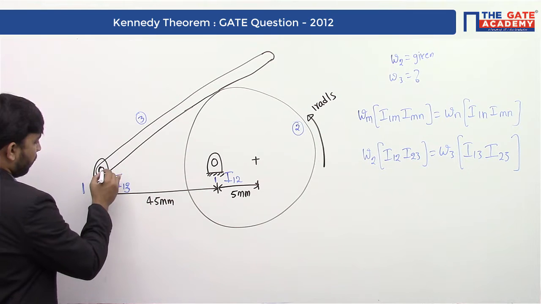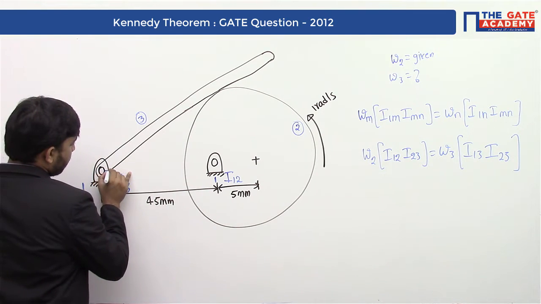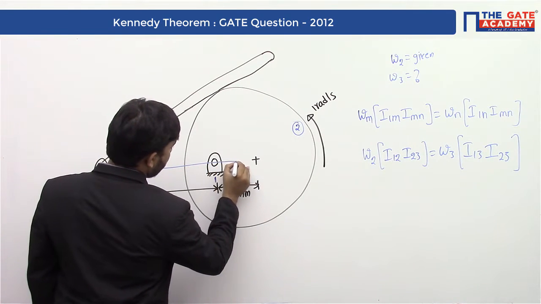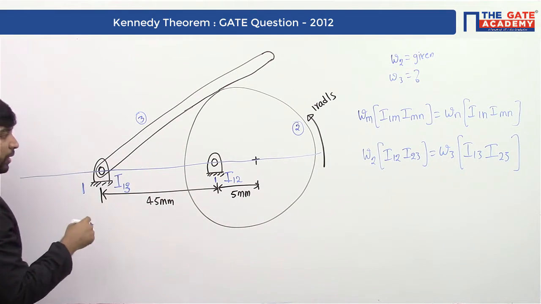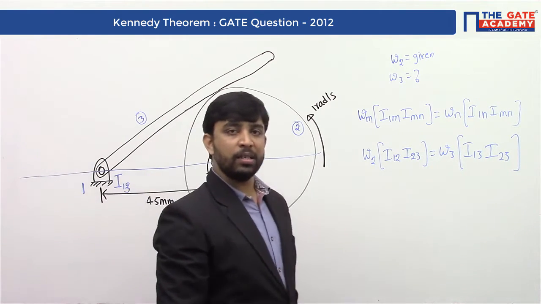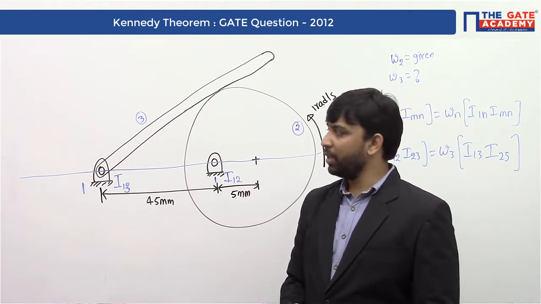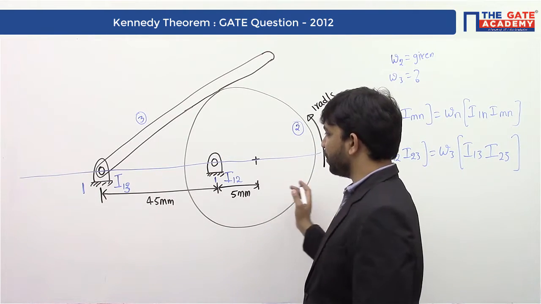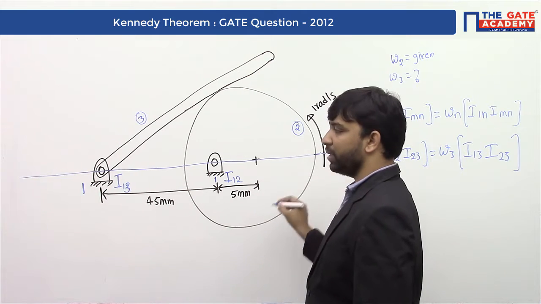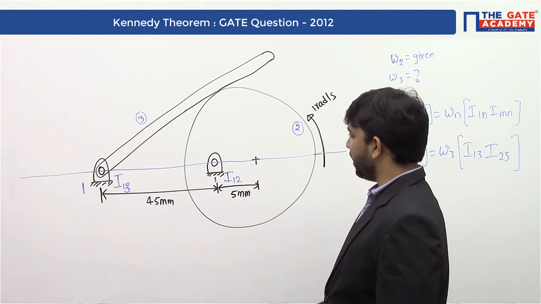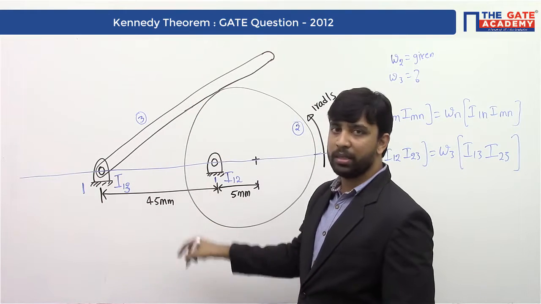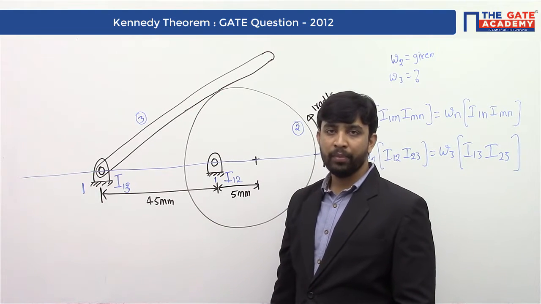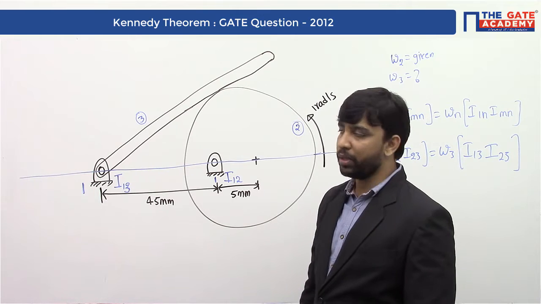According to the Aronhold-Kennedy theorem, if there is relative motion among any 3 links, then the 3 instantaneous centers formed from them must be collinear. Here there are 3 links having relative motion among themselves, so I can say the 3 centers must be collinear. And here you can see I already located I1,3 and I1,2. So I need to locate the common instantaneous center of rotation for links 2 and 3.